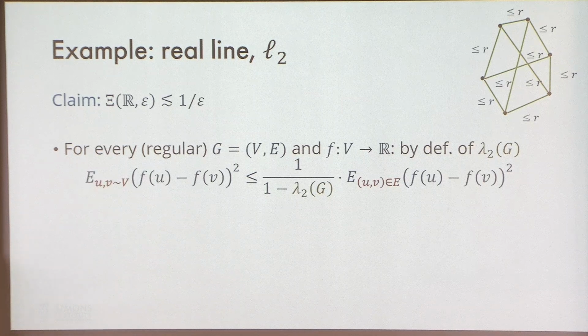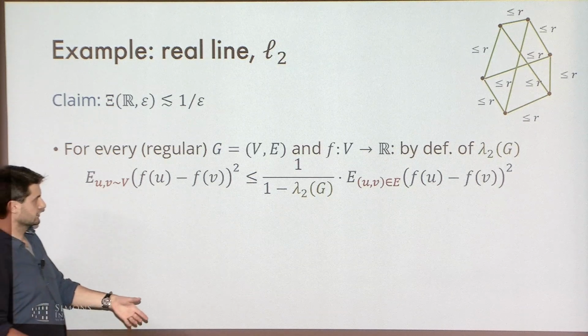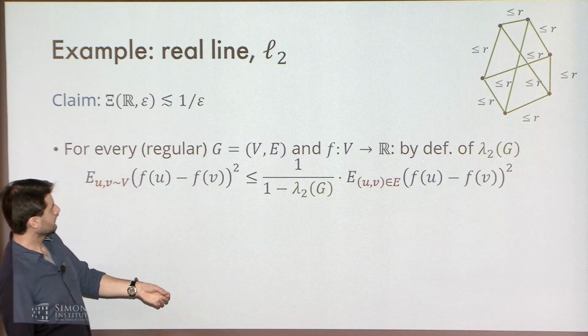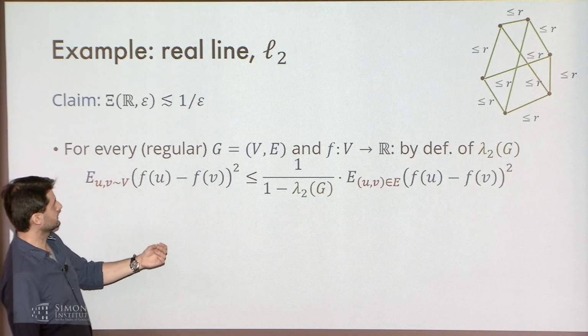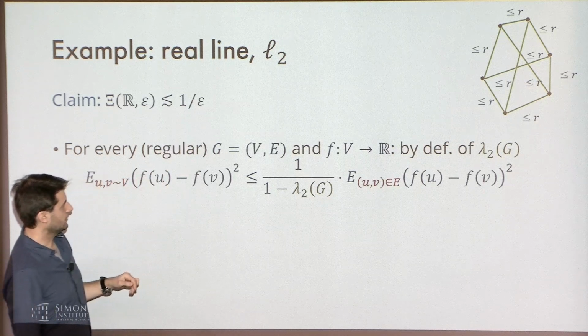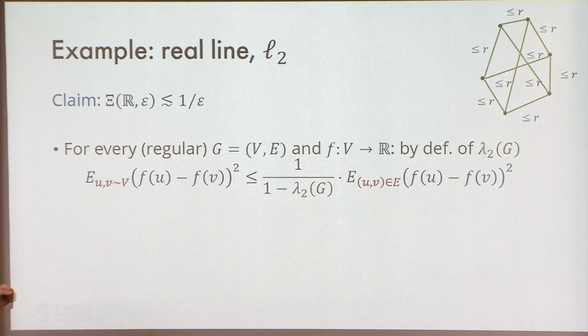Okay, this is basically the definition of lambda 2. And now what I want to say is that either there must be a small ball that captures a high fraction of the points, and the radius of that ball will be at most 1 over epsilon, or there is a sparse cut in this graph. Okay, so we'll proceed from here.